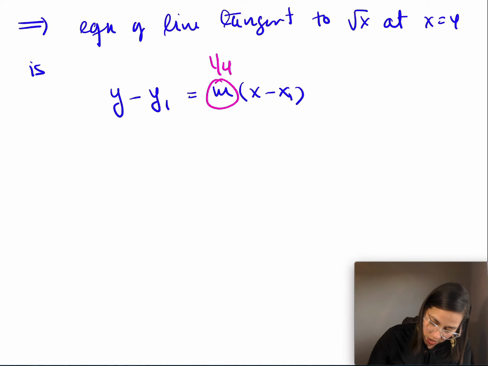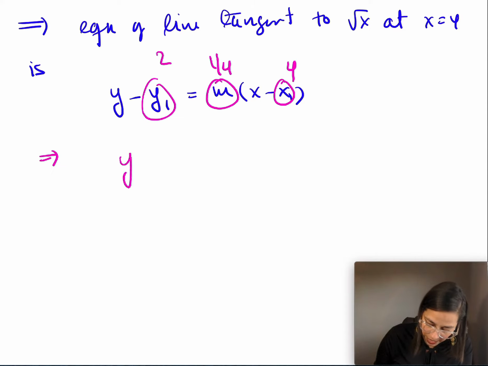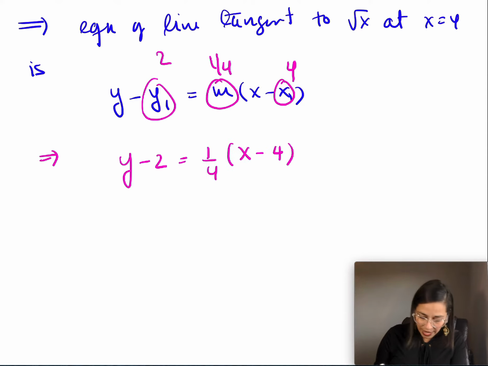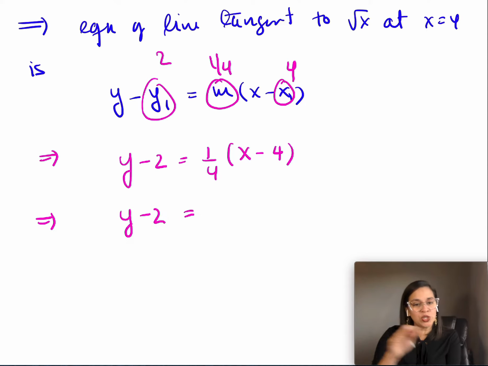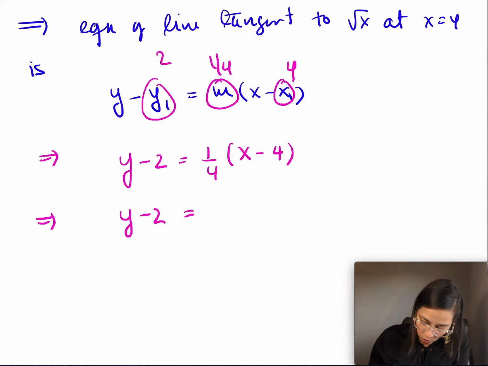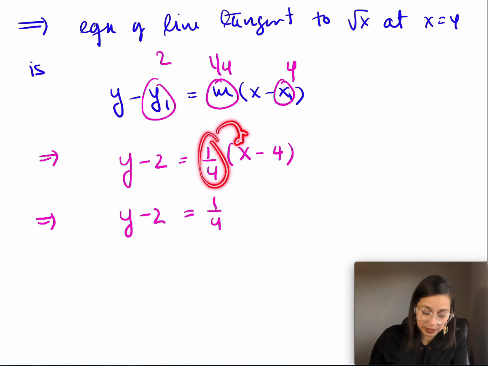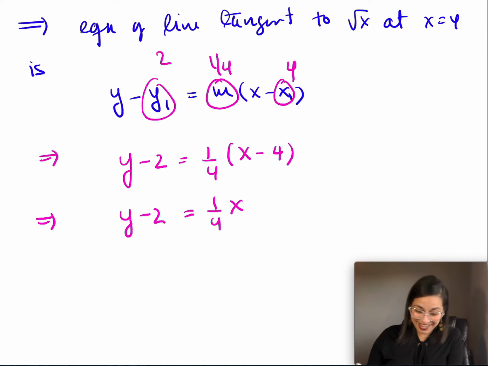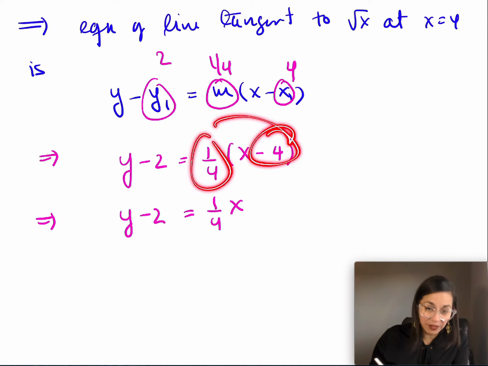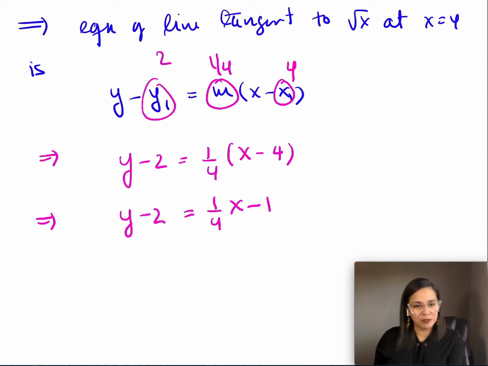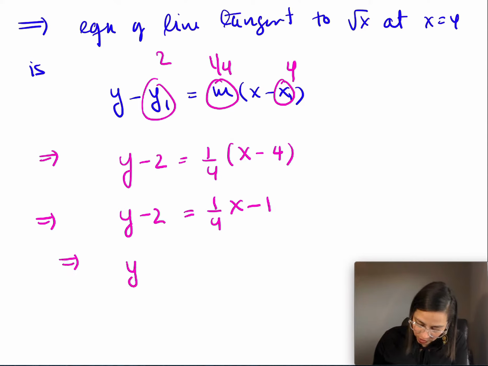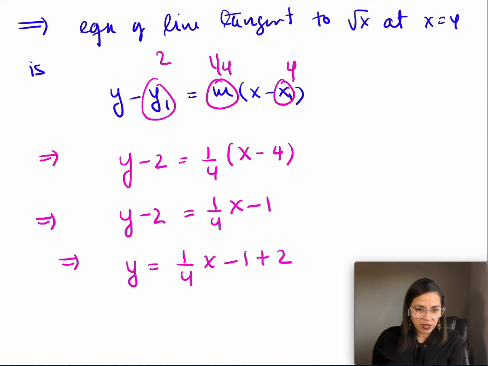So let's do it. This is 4, this is 2. So we get y minus 2 is equal to 1 over 4 times x minus 4. I'm going to distribute that 1 over 4. I get 1 over 4 times x, and then 1 over 4 times negative 4, which is negative 1. And then I'm almost done. I'm going to add that 2. So I get 1 over 4x minus 1 plus 2, and minus 1 plus 2 gives you 1.